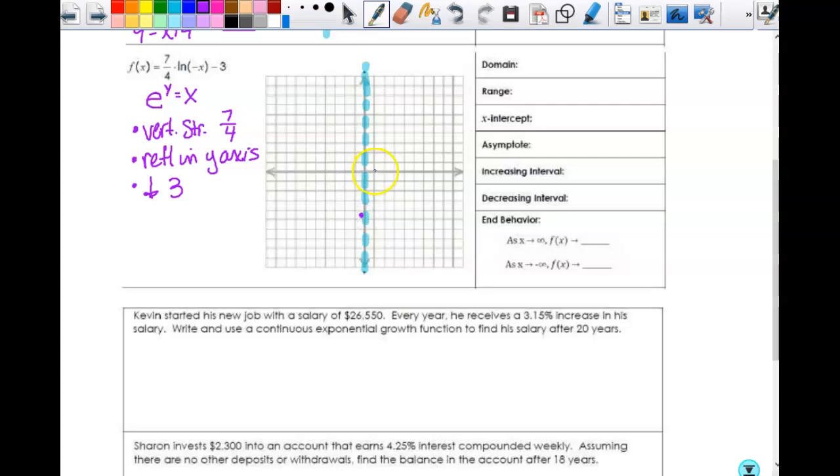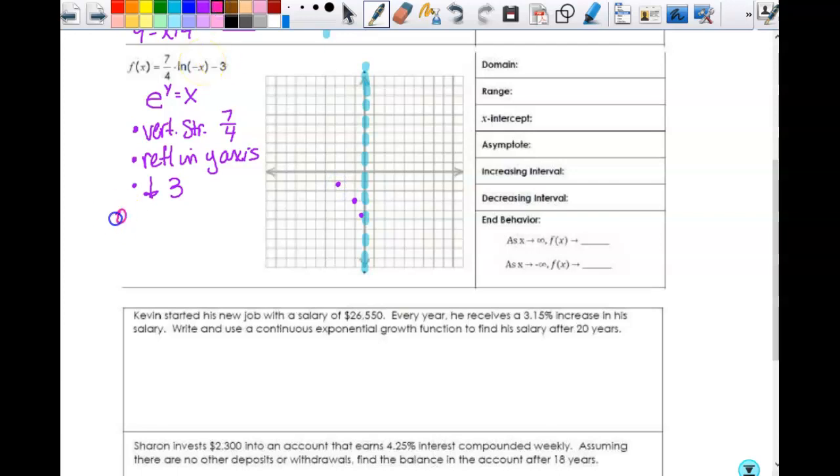When y is 0, x is 1. Vertical stretch of 7/4 means I go nowhere. Reflect in the y-axis to go down 1, 2, 3. When y is 1, x is about 2.7. Vertical stretch of 7/4, so that's 1 3/4. Then I reflect in the y-axis, and I go down 1, 2, 3. So those are my 3 minimum points, but then I also need to get my x-intercept in here.